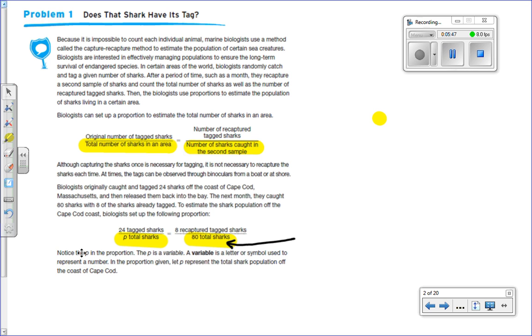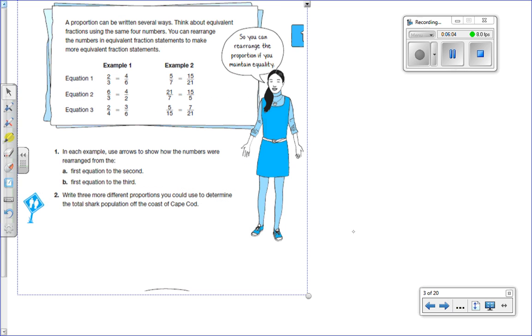So notice the P in the proportion. The P is a variable. A variable is a letter or symbol used to represent a number. In the proportion given, let P represent the total shark population off the coast of Cape Cod. So you should know what a variable is at this point in this class. A proportion can be written several ways.